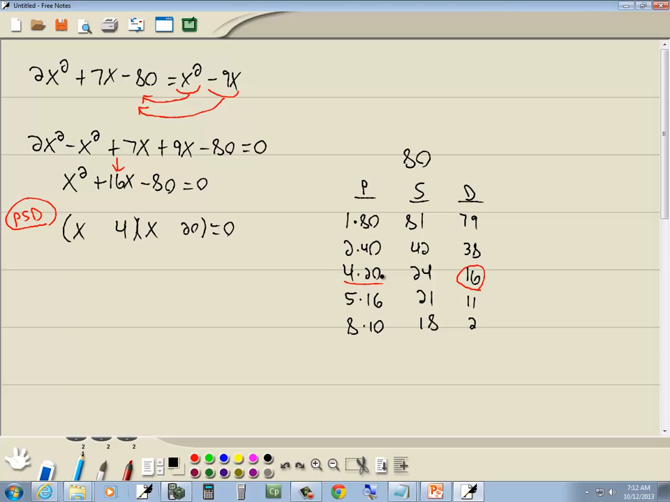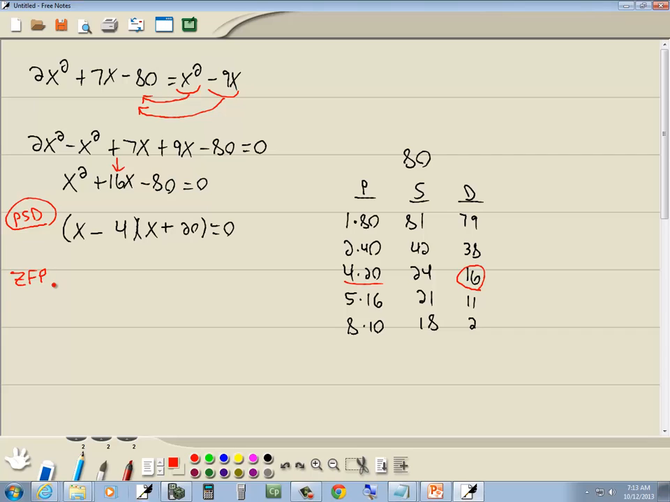Now our larger number in the P column that we're using, which is the 20, will always be the same sign as the middle term, which in this problem was positive. The number I circled is in the difference column, D for different signs. So if the 20 is positive, then the 4 has to be negative. One's positive, one's negative.